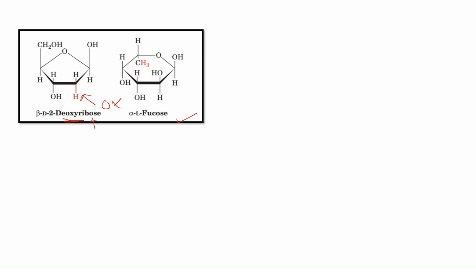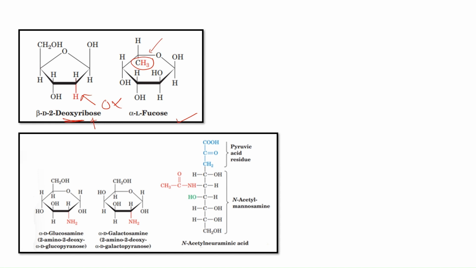Alpha L-fucose, addition of a methyl group. What is happening? Methyl group is getting attached. CH3, actually it is reduced only. CH3 is getting attached. So formed L-fucose. Next type of modifications are glucosamine, addition of an amine group in glucose. Galactosamine, addition of an amine group in galactose. N-acetylneuraminic acid, addition of N-acetylamine in mannose, mannosamine. That means in the structure of mannose. So these are the types of sugar modifications.